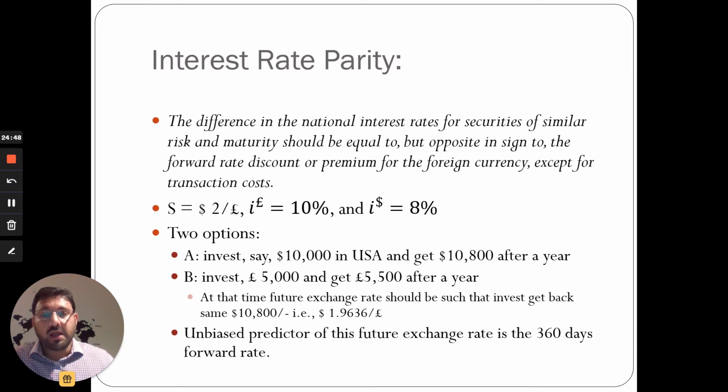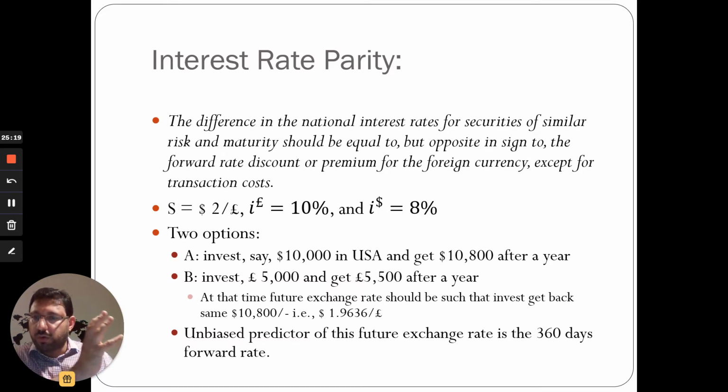Capital will not flow to the USA and only to the United Kingdom. So if in future the rate will be $1.9636 per pound, you can see by conversion that 5,500 pounds converting back to US dollars will give the investor the same 10,800. And that 10,800 means that he's indifferent. It doesn't matter, if he has invested in the USA, he will still get 10,800.